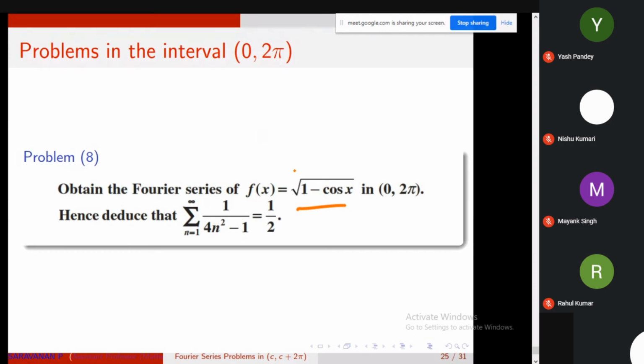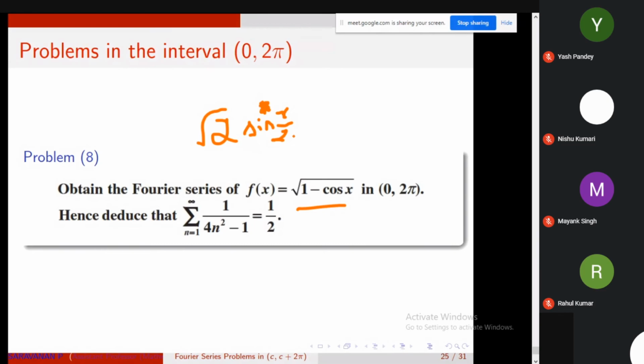Okay, so just to go through, first you have to apply the formula for 1 minus cos theta. What is 1 minus cos theta? It is 2 sine square theta by 2. So 2 sine square x by 2. If you take the square root, you'll get root 2 times sine x by 2, because the square will get cancelled. So it's something like sine x by 2.